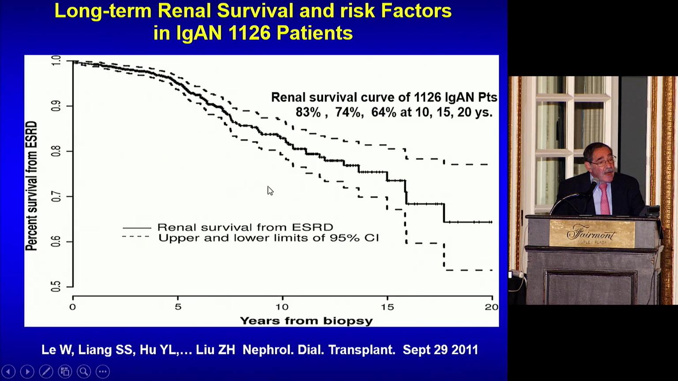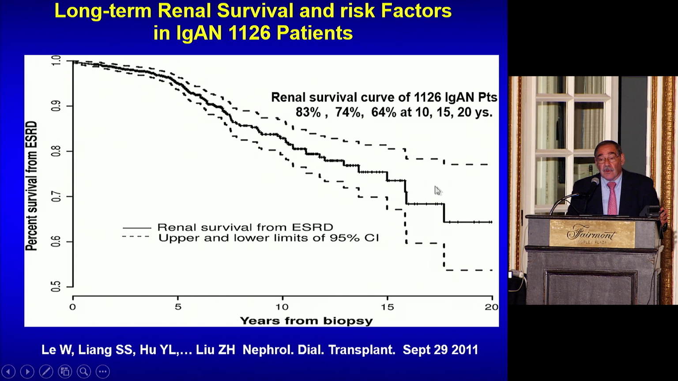Now, what about the survival of patients? Getting back to what you can look at right now. This is taken from a study of over 1,100 Chinese patients with IgA. If you look at the survival, it's 83% at 10 years. The renal survival is 75% at 15 years. It's 64% at 20 years.